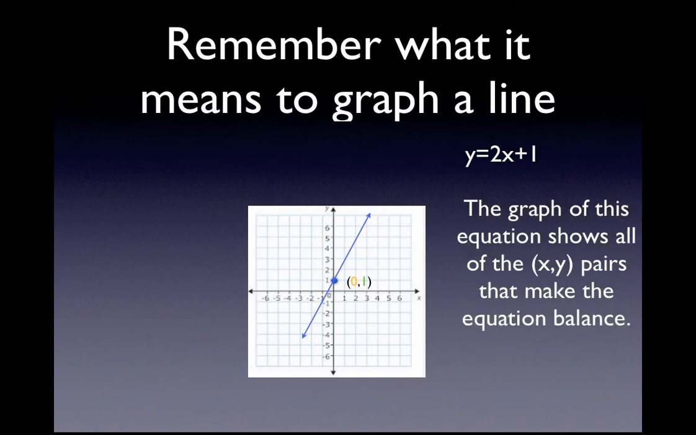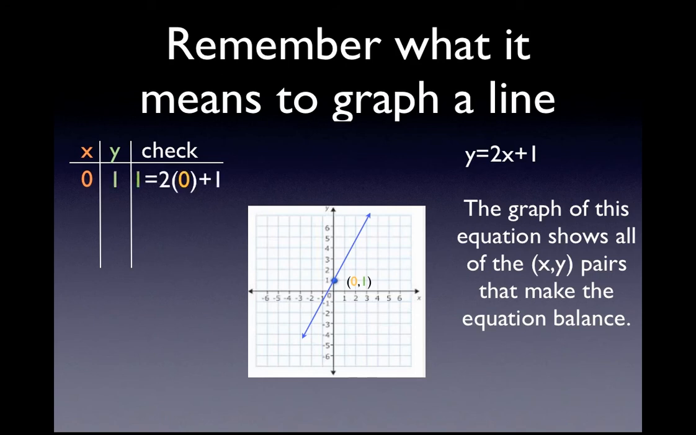Well, the graph, that is the blue line on the graph, shows all of the xy pairs that make the equation balance, or that make the equation true. For example, when x is 0 and y is 1, the equation balances. I can check this by plugging in 0 for x and 1 for y in the equation, and I get a true statement. 2 times 0 is 0, plus 1 is indeed 1. And so I see that the point 0, 1 is on the blue line.